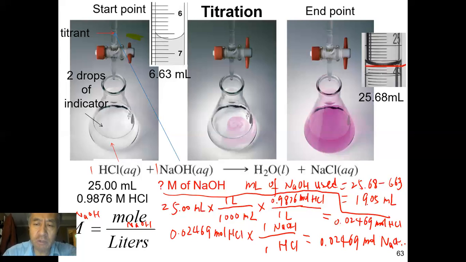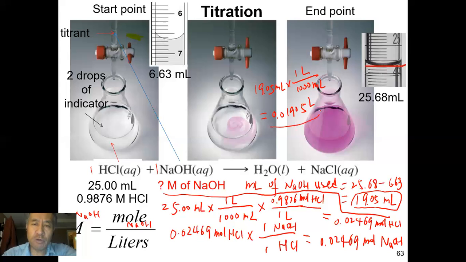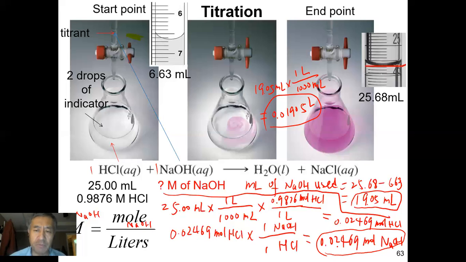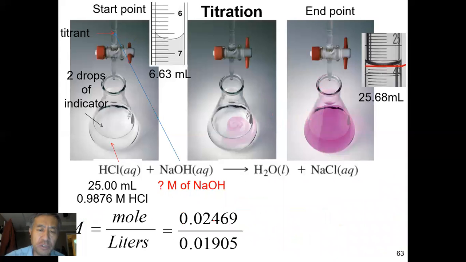So next, you just convert this milliliter into liters. If I have 19.05 mL, then use 1000 mL is 1 L, so therefore you get 0.01905 L. So we have the volume in liters now, and we have the moles now. The next step is to take these two numbers and divide. I'm going to erase all those because we will see this on the slide. So we take 0.02469 divided by 0.01905, and that will get this molarity. So this is the technique of titration.